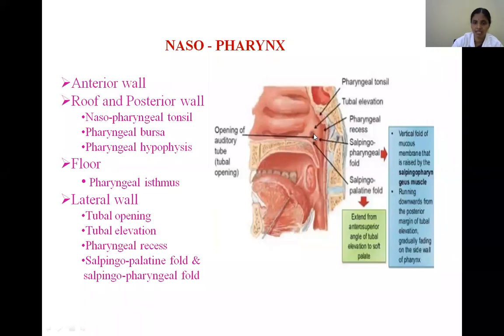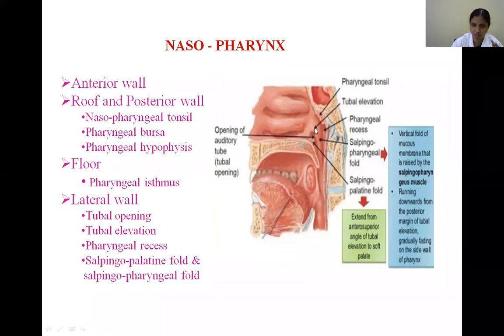So here this mucosa is forming an elevation over this opening, which is known as tubal elevation. And within this tubal elevation, we can find a lymphoid aggregation, which is known as tubal tonsil. I have not mentioned it here. So what is that? Tubal tonsil. So the tubal tonsil overlies this tubal elevation. Then what is tubal elevation?